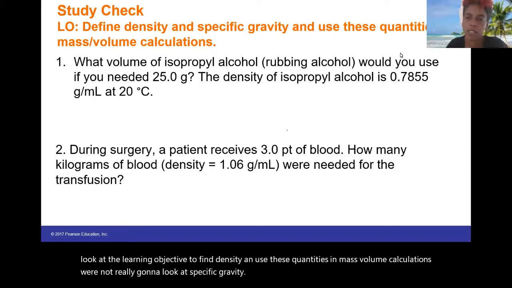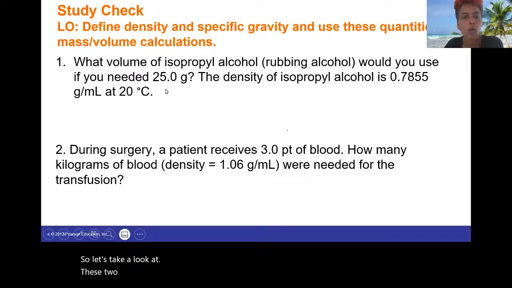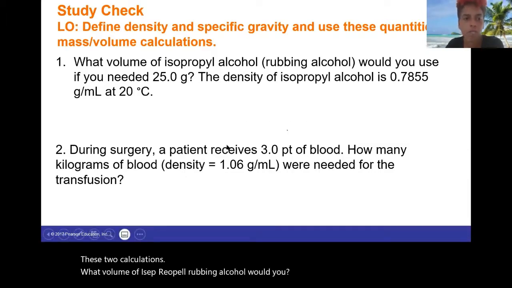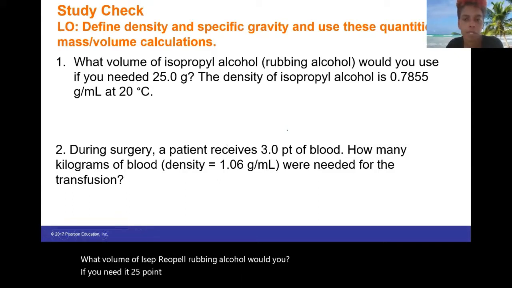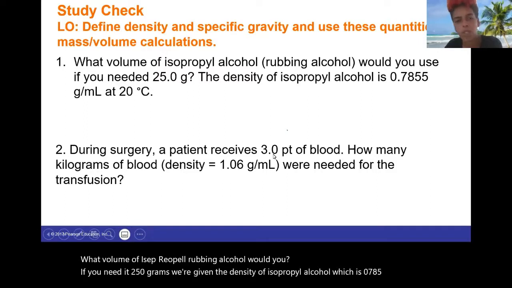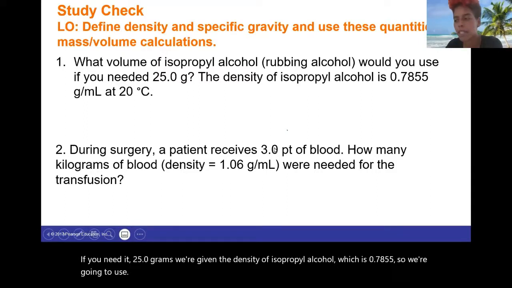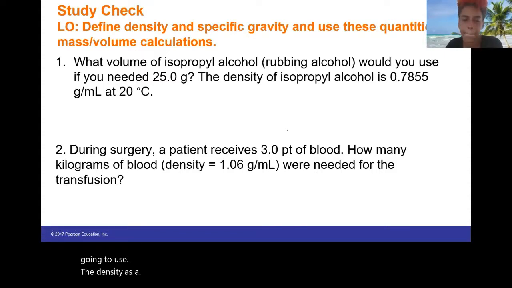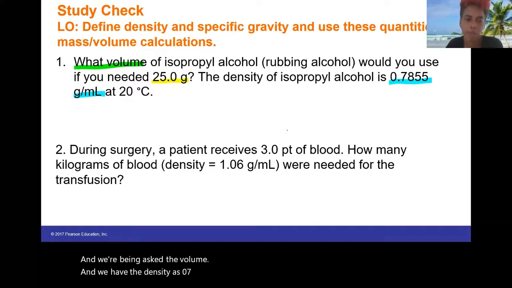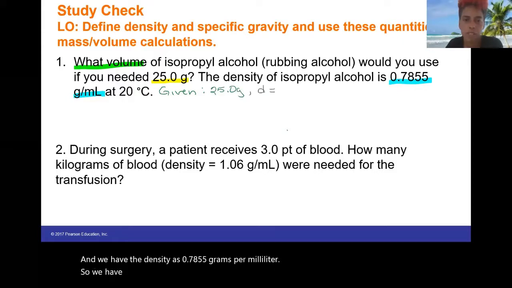So let's take a look at these two calculations. What volume of isopropyl rubbing alcohol would you use if you needed 25.0 grams? We are given the density of isopropyl alcohol, which is 0.7855. So we're going to use the density as a conversion factor. We're given 25 grams and we're being asked the volume. And we have the density as 0.7855 grams per milliliter. So we have our 25 grams is given, we have our density is given, and we need the volume.